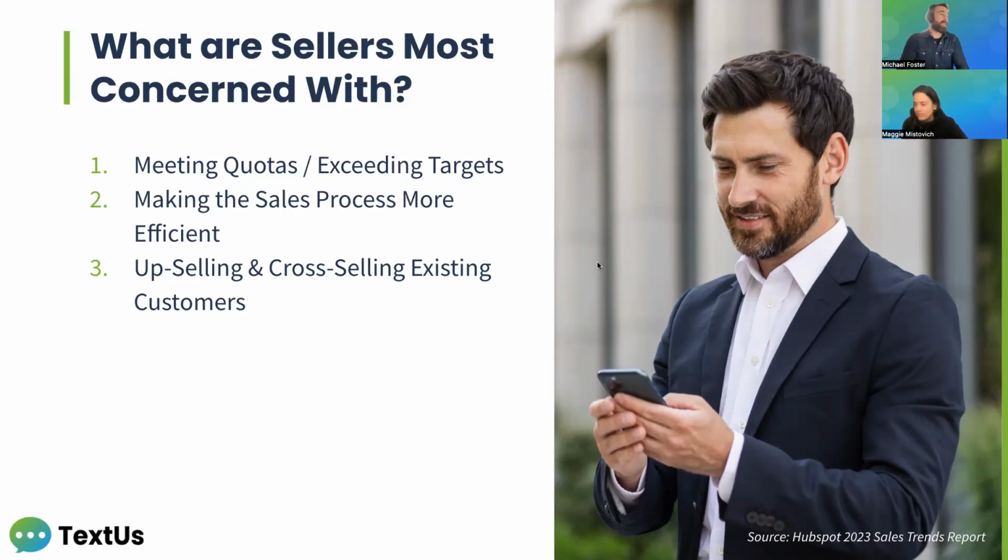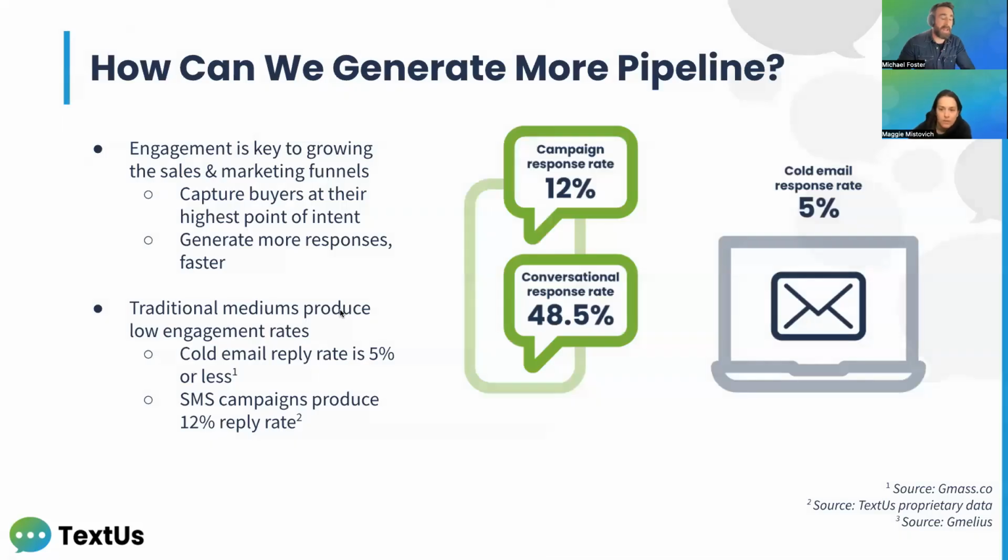That's great. So, looking at what sellers are most concerned with trends in 2023 and 2024, we see obviously meeting quota, exceeding target during an interesting economic landscape, making the sales process more efficient, which I think resonates probably for everybody on this call, I'd imagine. And then upselling and cross-selling existing customers, because we all know it's easier to upsell and cross-sell existing customers than it is to win net new a lot of the time. And so we wanted to start the presentation by discussing each one of these and how we think SMS really plays into each one of these.